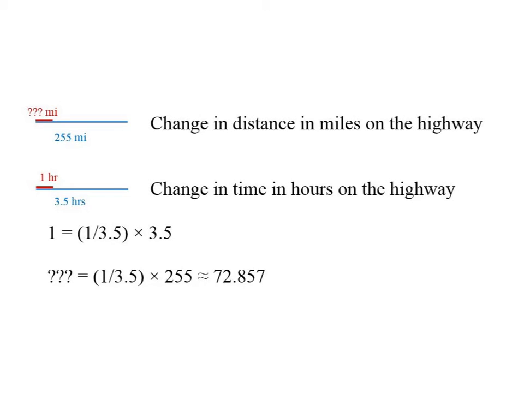Similarly, if Sarah traveled at a constant speed for 1 hour, then because 1 is 1 over 3.5 times as much as 3.5, the distance that Sarah traveled in 1 hour would be the exact same fractional amount, or 1 over 3.5, times as much as 255 miles. 1 over 3.5 times 255 is approximately 72.857 miles, so Sarah is traveling at a constant speed of 72.857 miles per hour.